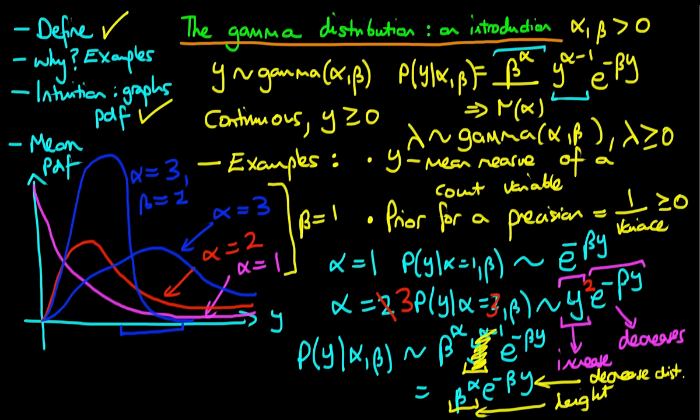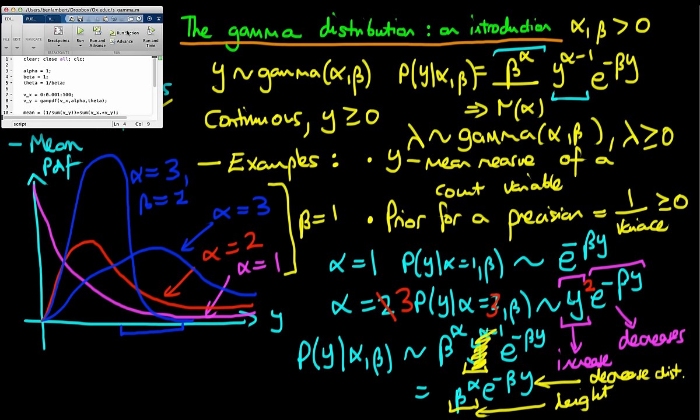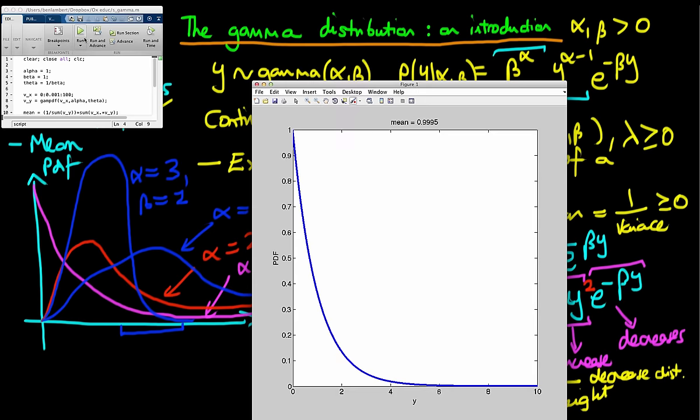But I don't want you to take my word for this, so what I've actually gone ahead and done is I've coded this up into MATLAB. Now what we're doing is we're starting off with the circumstance of when alpha and beta are both equal to 1, and we know from our preceding analysis that the gamma distribution should just look like an exponential decline for that circumstance. So if I run this, we see exactly that. We see that the gamma distribution in this circumstance is just an exponential decline.